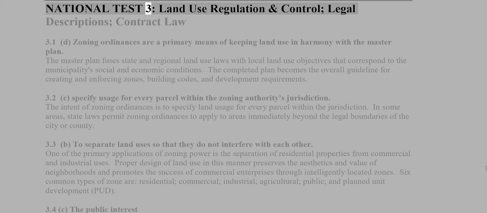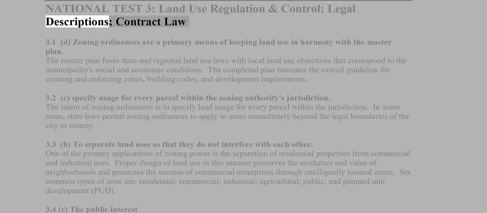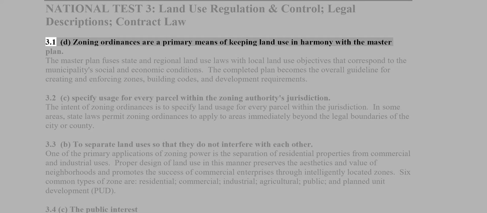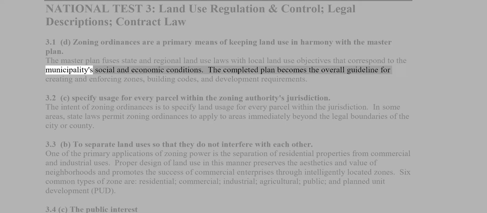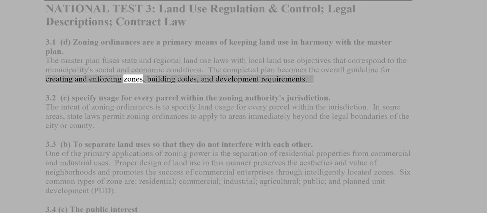National Test 3, Land Use Regulation and Control, Legal Descriptions, Contract Law. 3.1 D. Zoning ordinances are a primary means of keeping land use in harmony with the master plan. The master plan fuses state and regional land use laws with local land use objectives that correspond to the municipality's social and economic conditions. The completed plan becomes the overall guideline for creating and enforcing zones, building codes, and development requirements.